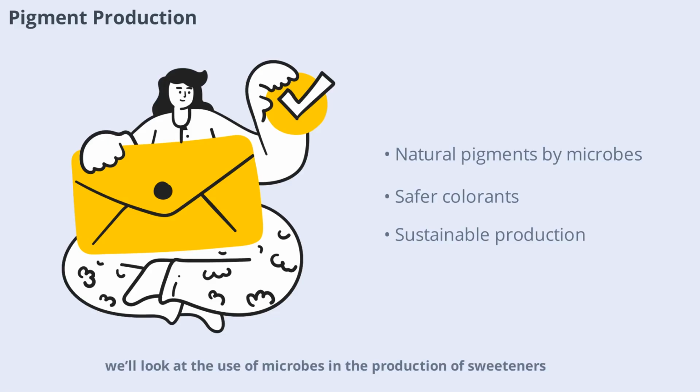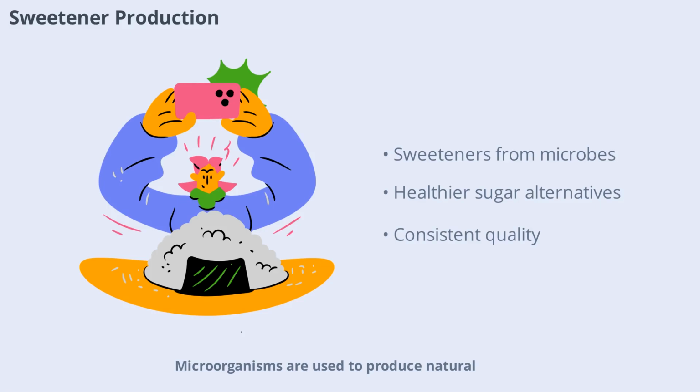Next, we'll look at the use of microbes in the production of sweeteners. Microorganisms are used to produce natural sweeteners like stevia and erythritol through fermentation. These sweeteners are used in food and beverages as healthier alternatives to sugar. Microbial production ensures consistent quality and supply. Advances in strain development are expanding the range of available sweeteners.